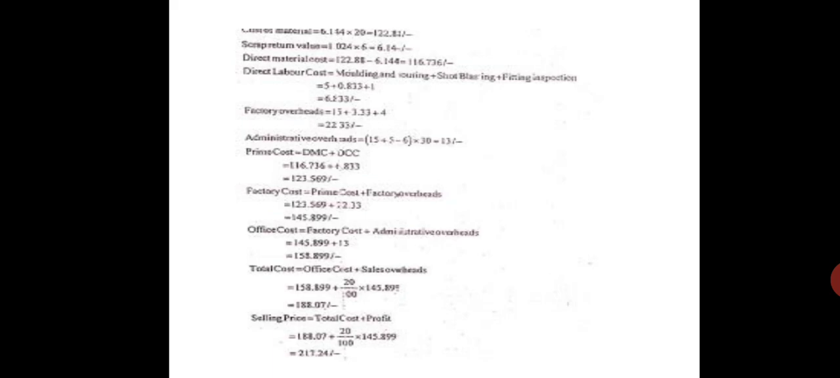Please solve this problem not only once, twice, then only you will understand. This kind of numericals appear every year in the examinations. So please practice it properly and gain confidence. Thank you.